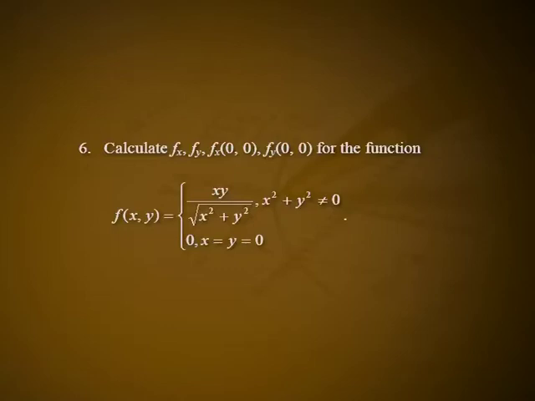Sixth one, calculate fx, fy, fx at (0, 0) and fy at (0, 0) for the function f(x, y) equal to xy divided by the square root of (x squared plus y squared) for x squared plus y squared not equal to 0, and 0 for x equal to y equal to 0.